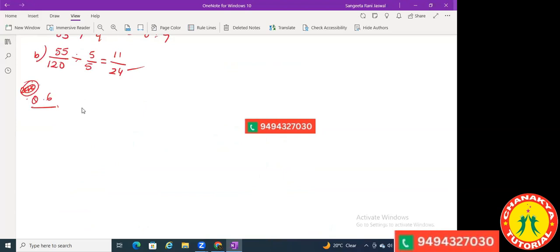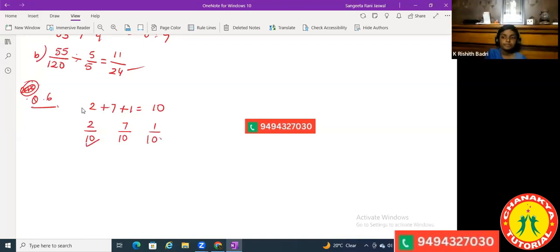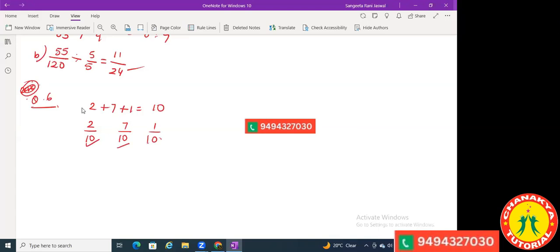So what will you do? First, you will take the sum of the ratios. 2:7:1 is given, so you take the sum, which is 10. So the first one is 2 by 10, the second part is 7 by 10, third part is 1 by 10. This was blue, this was yellow, and this was white.